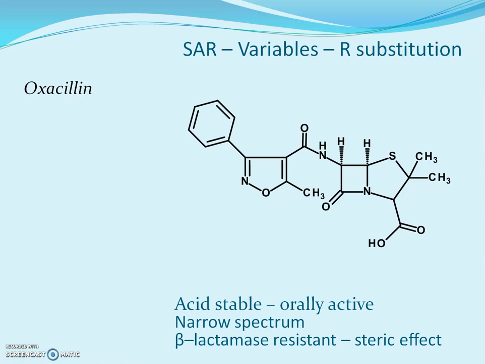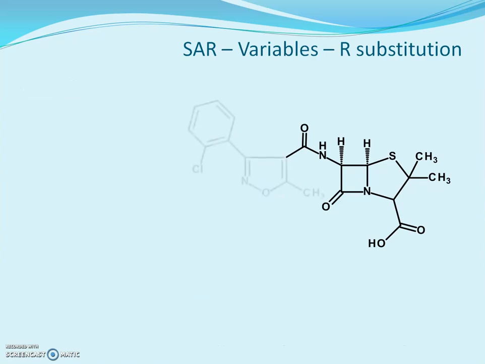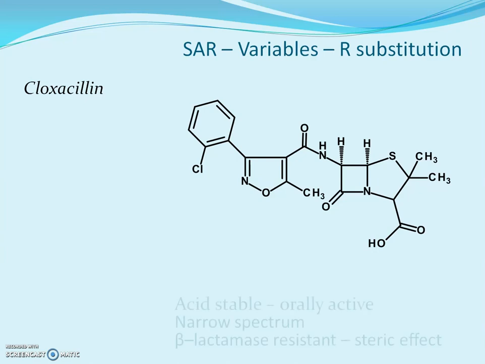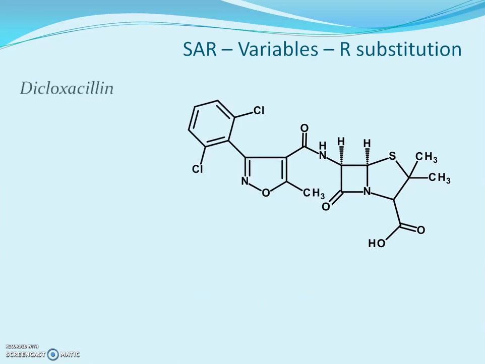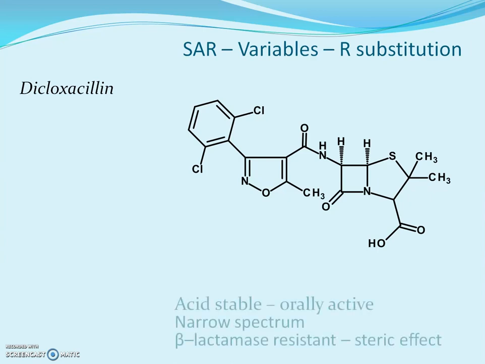So all these drugs are known as oxazolyl penicillins because they contain an isoxazole ring. This is cloxacillin with the same actions, and this is dicloxacillin, also having the same kind of actions, only with an increase of potency in one of these cases.